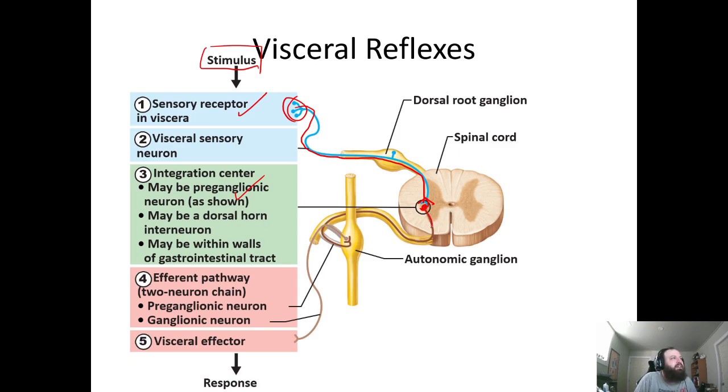And then you see the motor axon of the preganglionic cell going into the rami communicans and synapsing at the autonomic ganglia with this postganglionic fiber, and the postganglionic fiber will, in an efferent way, go out through the anterior ramus and synapse with the visceral effector, which will give you, ultimately, your response.